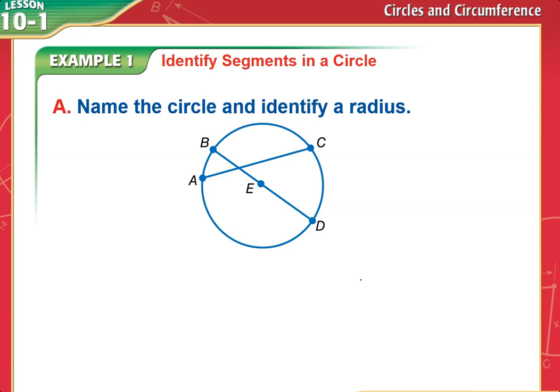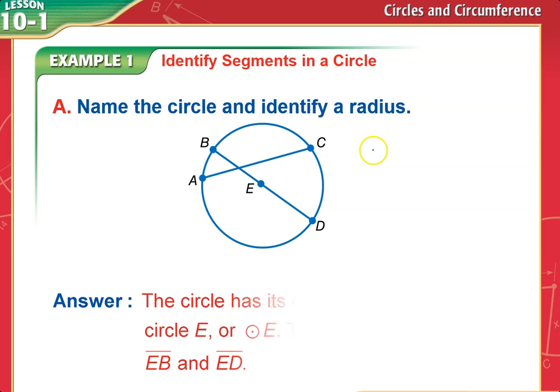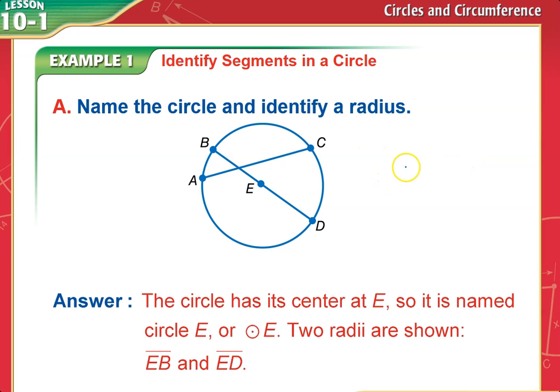Okay, example number 1: we're going to identify segments in a circle. It says name the circle and identify a radius. We can easily name the circle by its center. We have the center E, so we can say circle E, putting a little circle with a dot in it and an E next to it. The two radii shown are segment EB and segment ED, starting from the center and ending with the second endpoint on the circle itself.